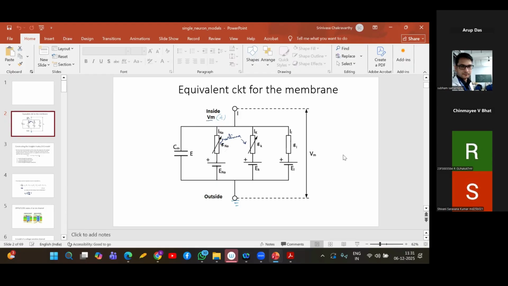Right, that's the next step. But right now we are just looking at a very simple case, which is just one small patch of neural membrane. Any other question before we go on? Because now we'll do a deep dive into the circuit dynamics.